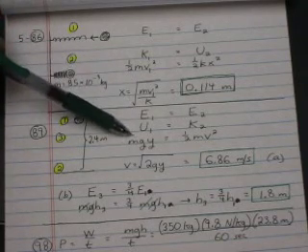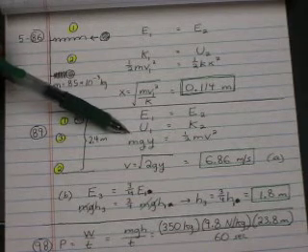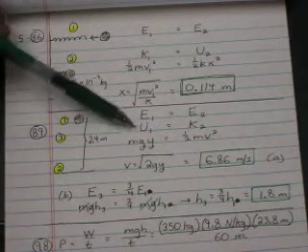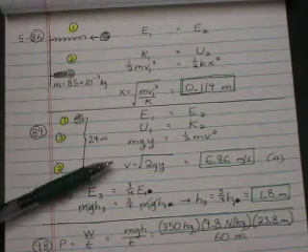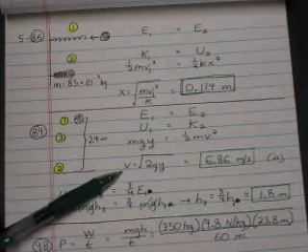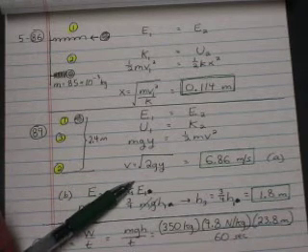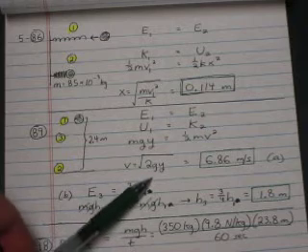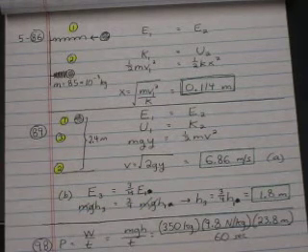So we have mgy, and here y is the height above the ground. I'm setting the ground to be a height of 0. Equals 1/2 mv squared. And we solve for velocity. Square root of 2gy. And we get that the speed at the ground, or at state 2, is 6.86 meters per second. That's part A.